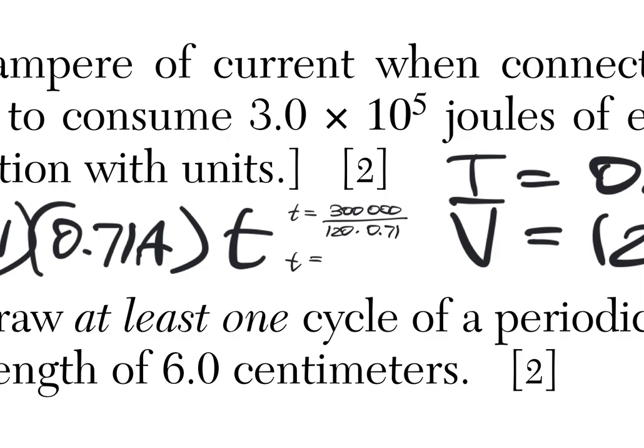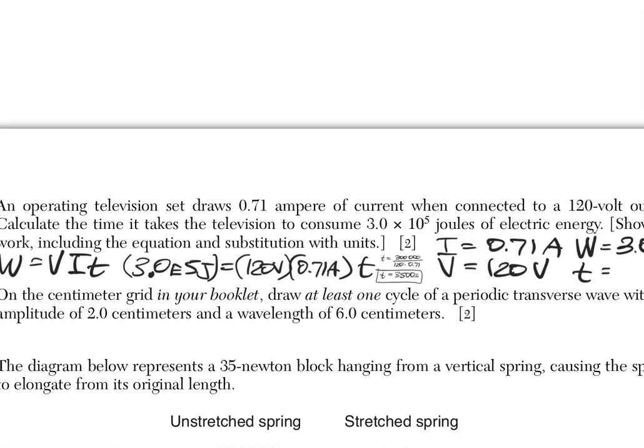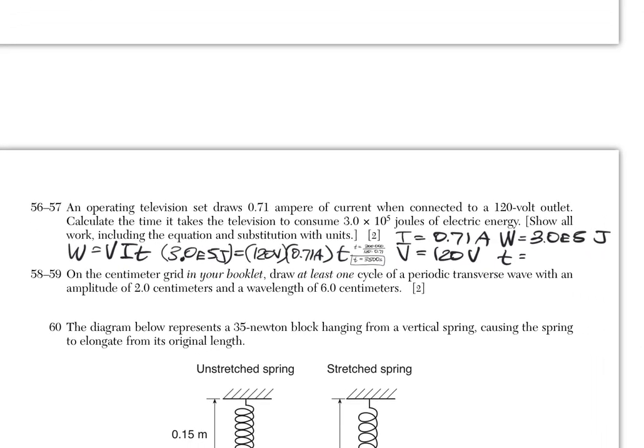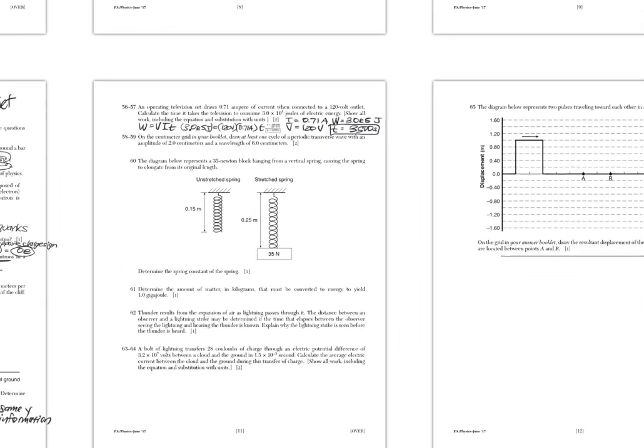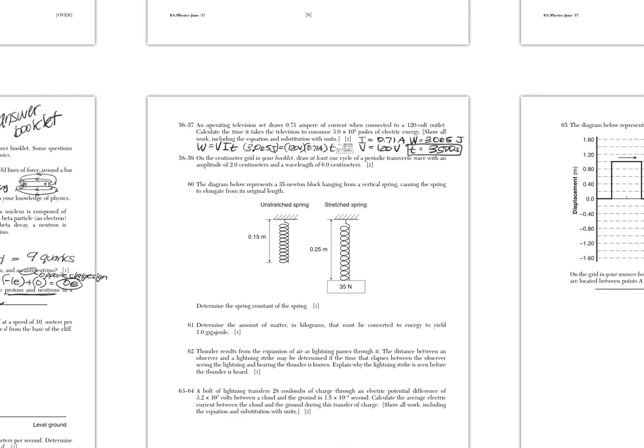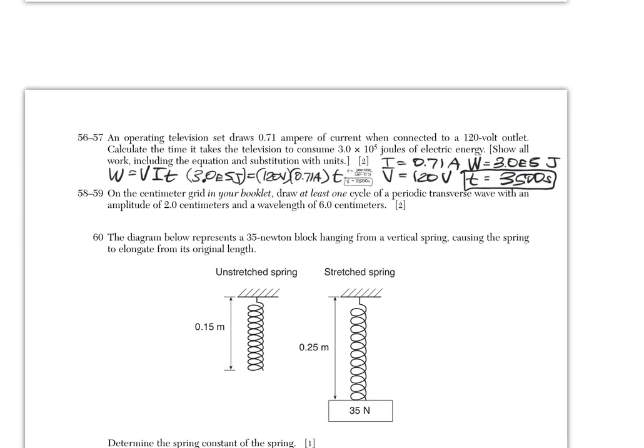And so that time, 3,500 seconds. I cut it down to 2 significant figures because my current is 2 sig figs. So 3,500 seconds when you work it out in the end. All right, so 58:59. I'm so close to done with this B2, but I have to pause at this point. I will come back to this.